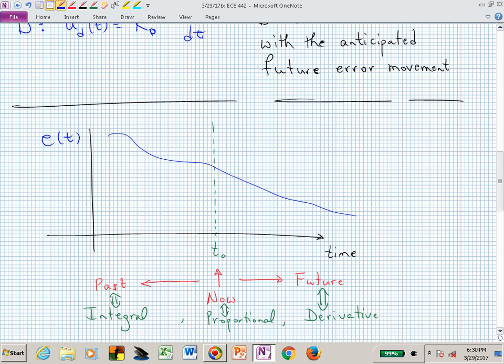But in an intuitive thinking sense, this is a way to keep track of your error signal and how it's modified or manipulated with a PID control.